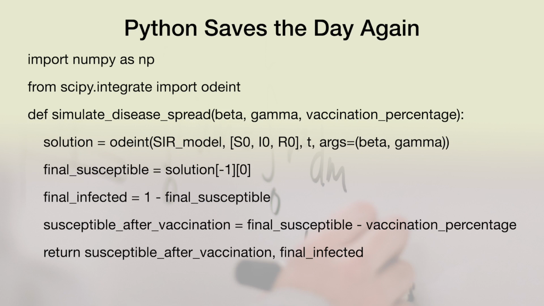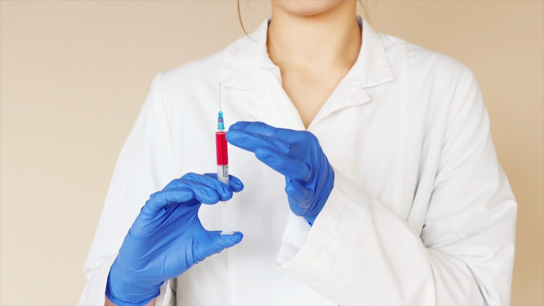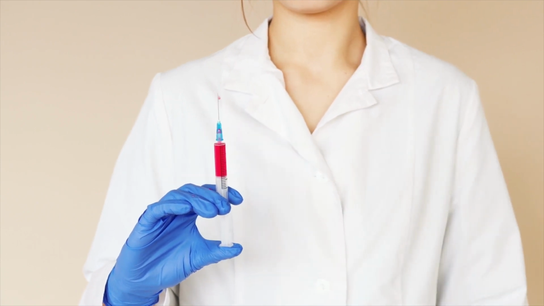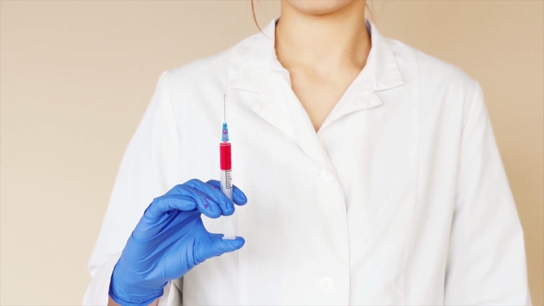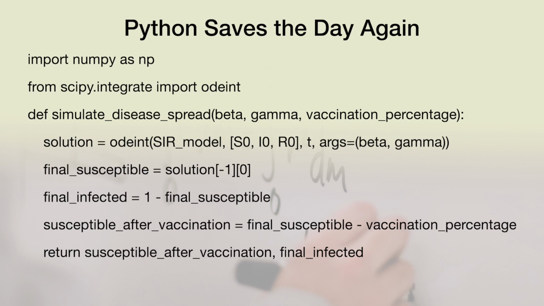Now we are going to apply vaccination and update the susceptible population. How are we going to do it? By using susceptible after vaccination, which is equal to the final susceptible, from which we remove the vaccination percentage. After this, we return the fraction of the population that remains susceptible after vaccination. So for this we write: return susceptible after vaccination and final infected population.